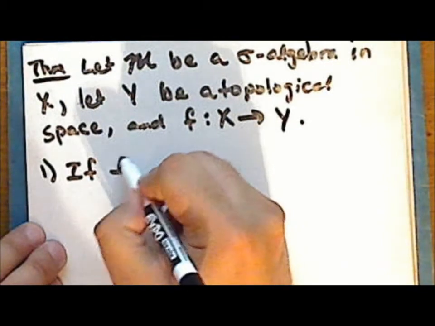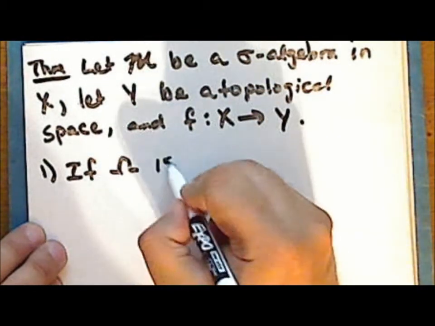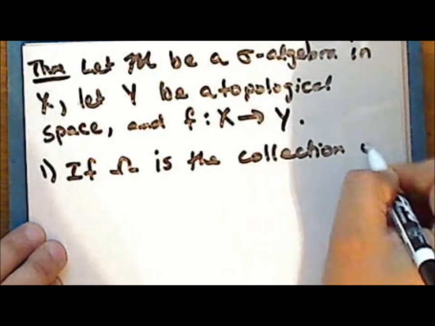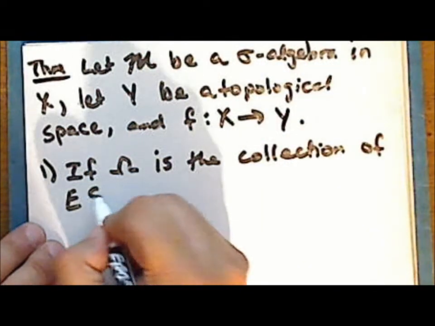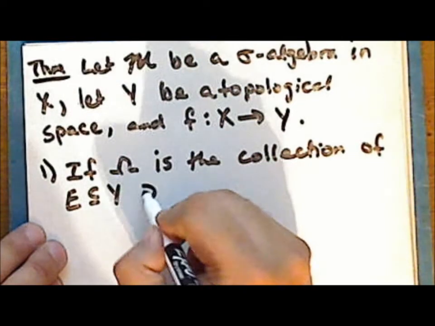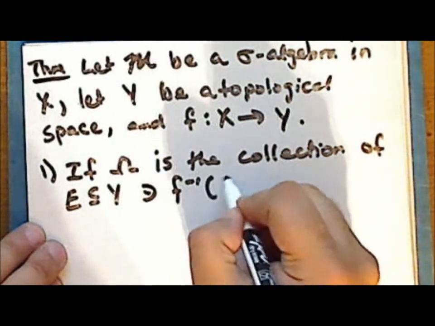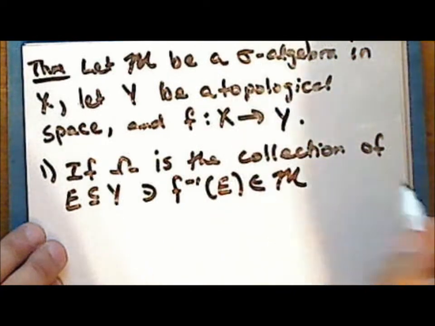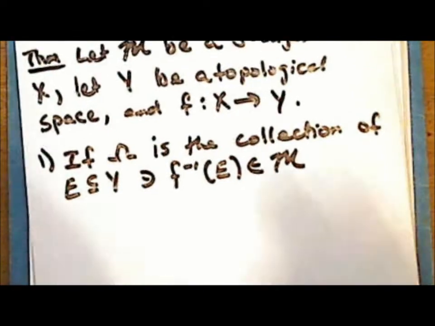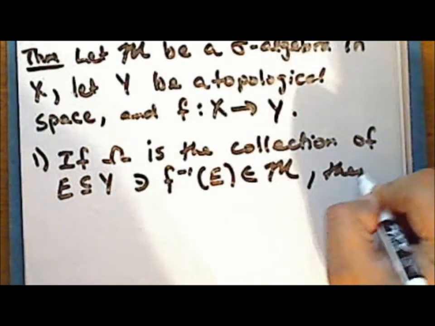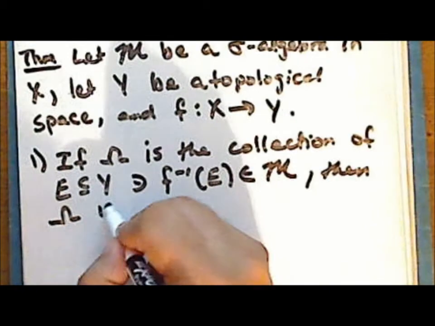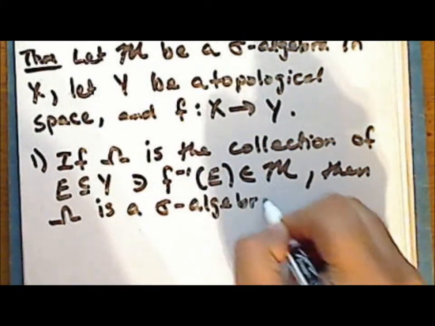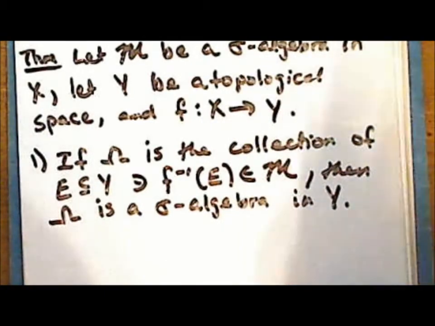If the collection omega is the collection of subsets E of the space Y, such that the inverse image of that set E is measurable in X, or is a measurable set in X, then this collection, omega, is a sigma algebra in the space Y.